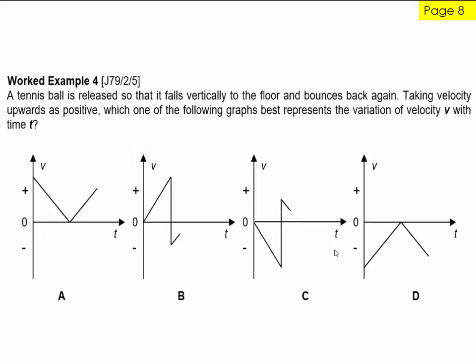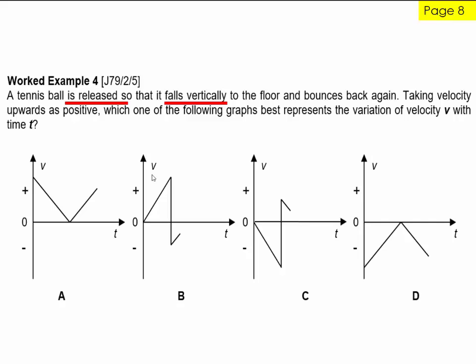Right? Let's look at worked example 4. A tennis ball is released so that it falls vertically to the floor and bounces back, taking velocity upwards as positive. Which one of the following graphs best represents the VT graph? Okay, so first we look at this. The tennis ball is released. Release means that it has zero velocity, right? When you release something, you don't push it, so it has zero velocity. So the answer must be either B or C.